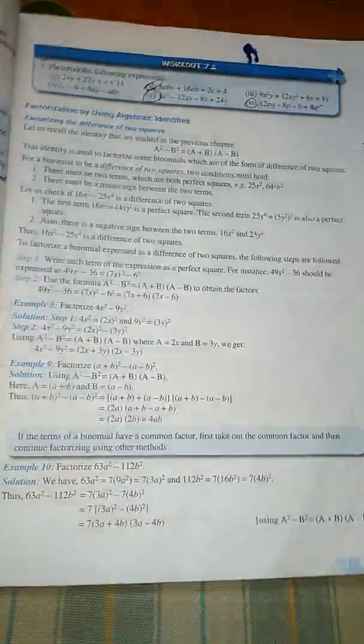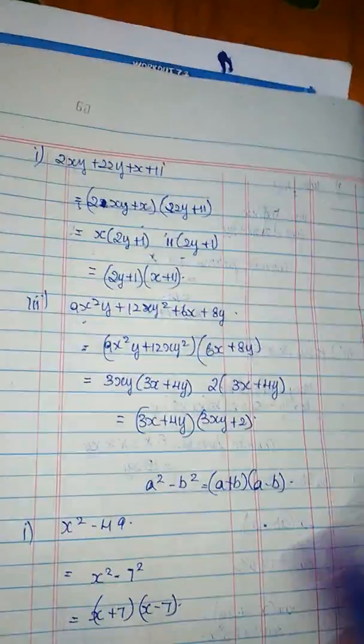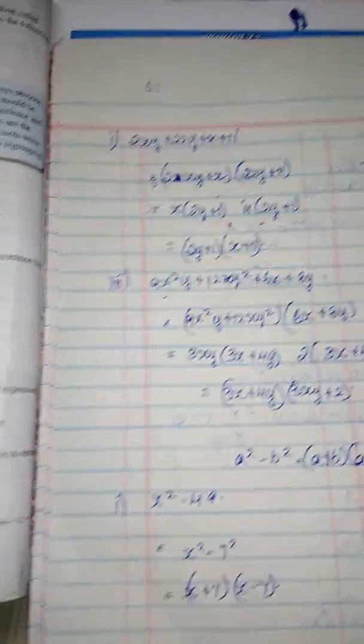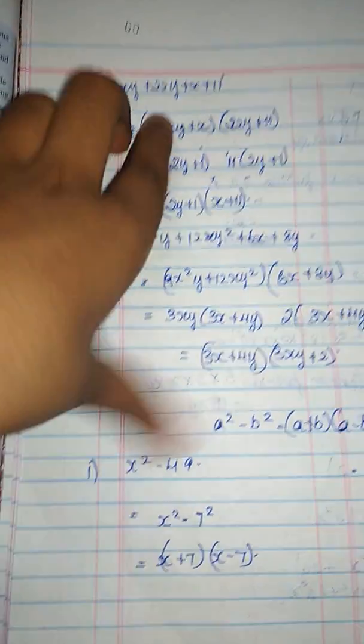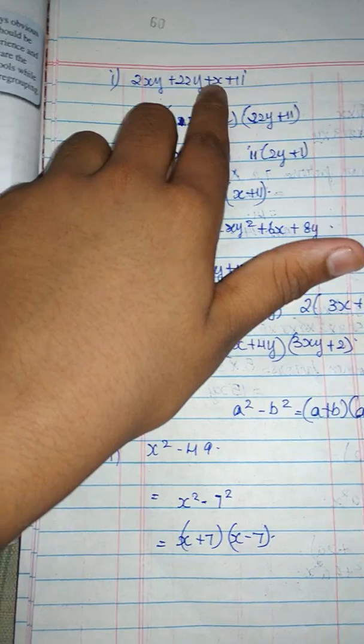And let's do exercise 7.2, second sum. You need to do it by the regrouping method, which gives you one additional step. So let's get into it. The regrouping method is so easy. They have given you 4 terms, so you need to group the terms which have common factors. In this, you need to group 2xy plus x, and 22y plus 11.